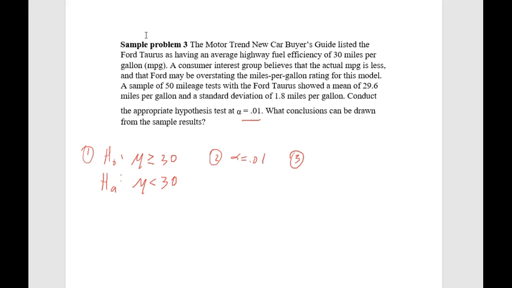What are the 2 factors that determine whether you use a z-test or t-test? Z-test is when we have a known population variance. T-test is when we don't have a known population variance, or we only have a sample variance. Well, in this problem, it mentions nothing of a population variance. It only mentions a sample of 50 mileage tests with the Ford Taurus showed a mean of 29.6 miles per gallon and a standard deviation of 1.8 miles per gallon. That's from the sample, right? So because our population standard deviation, our sigma, is unknown, we have a known S, a known sample standard deviation. But because our sigma is unknown, we're going to be using the t-test.